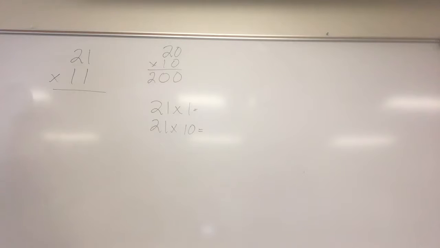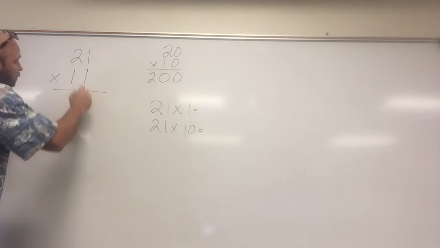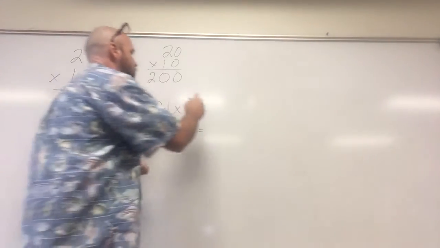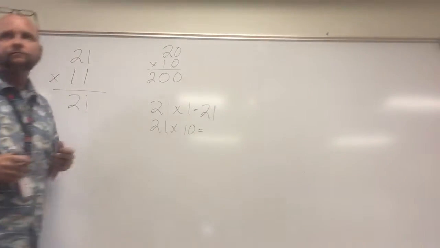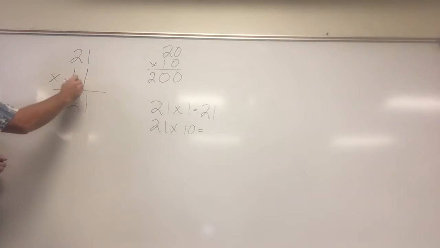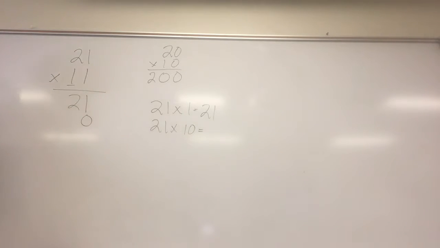So that's what I'm doing if I break it into parts. 1 times 1 is 1, 1 times 2 is 2. So my ones place, which is 21 times 1, should give me 21. Now I'm moving to the tens place. My first number needs to be in the tens place.